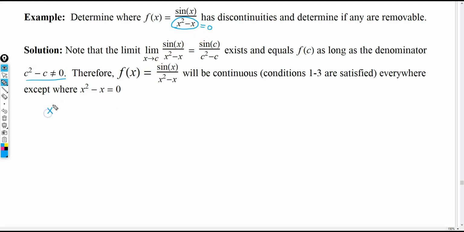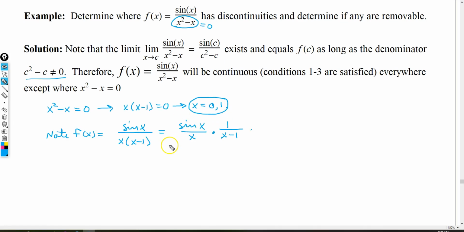So we set the denominator equal to 0, and of course this implies that x squared minus x equals 0, which implies that x is 0 and 1. So that's where we're going to have our discontinuities. So this is where the function has discontinuities. Now let's see if any of these are removable.